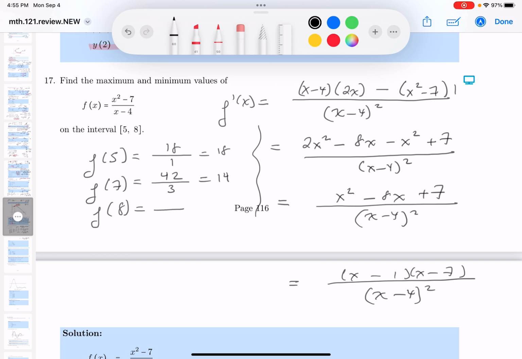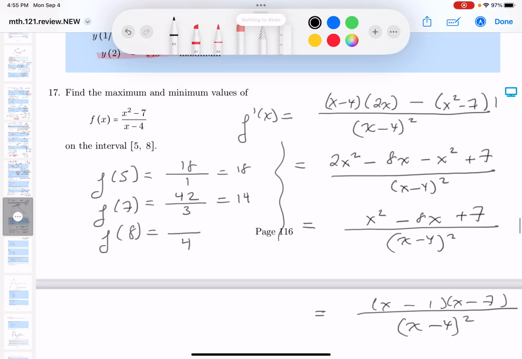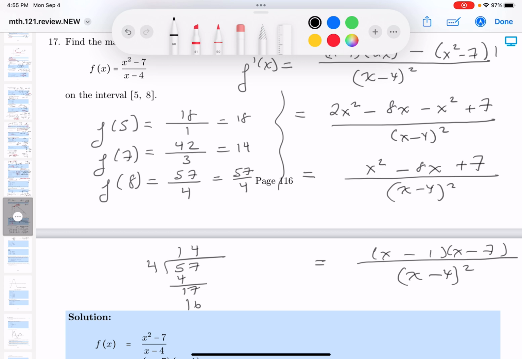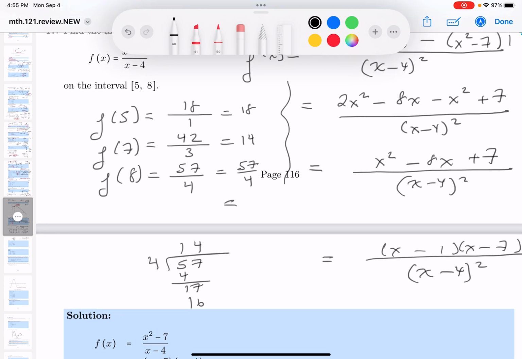Let's do 8. 8 minus 4 is 4. 8 squared is 64. Oops, sorry about that. 64 minus 7 is 57. Not much I can do about that. I do want to go through this with you, though, about the number. That's going to give me 16. So this number, 57/4, is 14, and it has a remainder, by the way, 1, and it's 1/4.